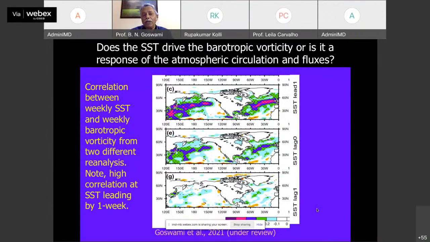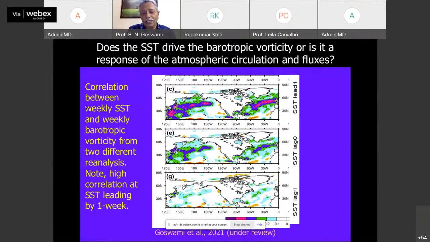But still, there is one big question about how the barotropic vorticity is produced by the SST. Does the SST really drive the barotropic vorticity? That question was not very clear. So to do that, we did a lead lag analysis of SST and barotropic vorticity over all the grid points in the northern hemisphere, and we removed the synoptic variability by using weekly data rather than daily data or filtering it, just weekly data.